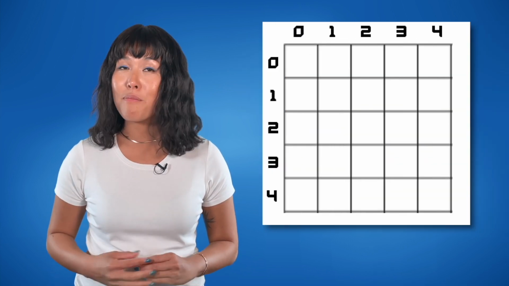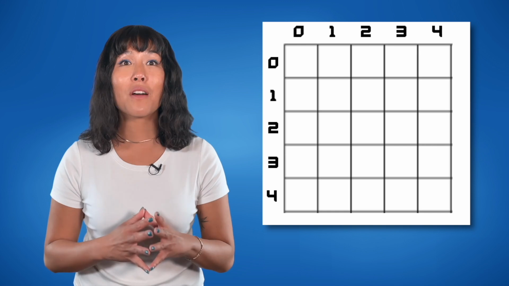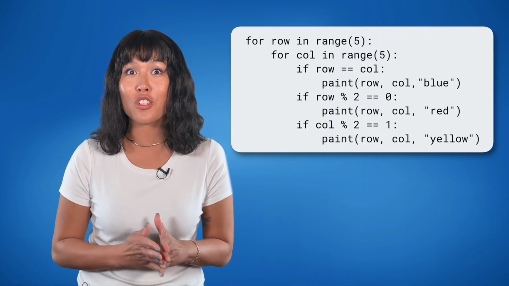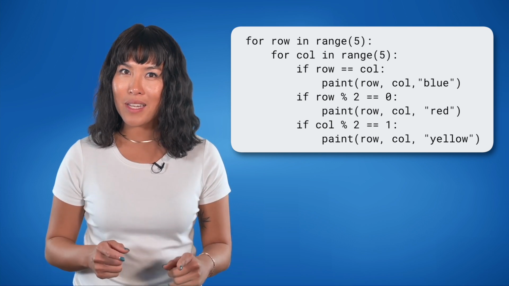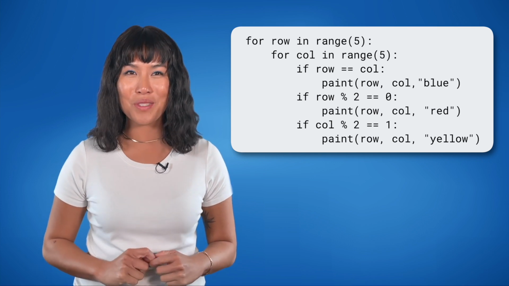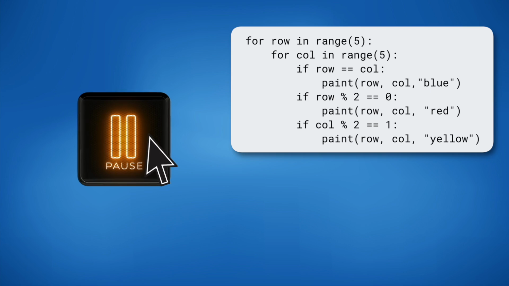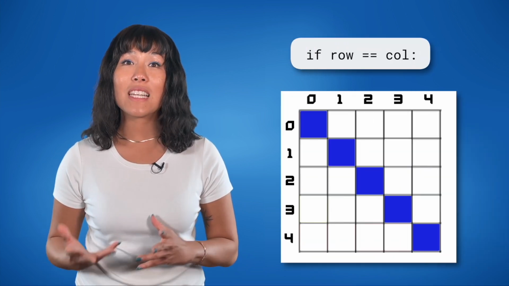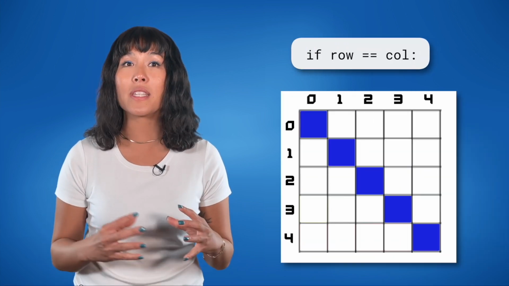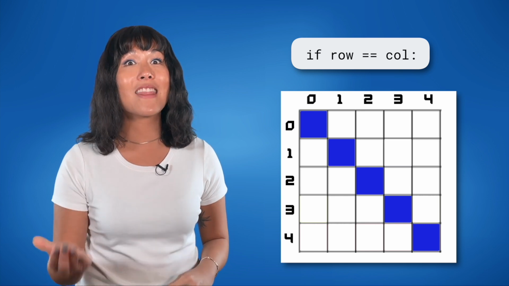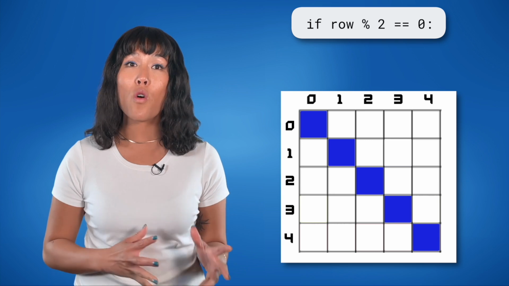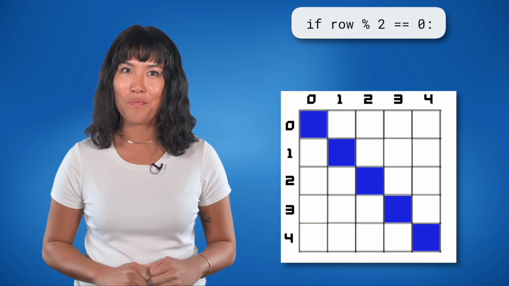This canvas is 5x5, and the code we have written for it is the following. Can you predict what the picture will look like when this code runs? Pause the video here and give it a try in your guided notes. Here is what the robot drew based on that code. Our first if statement paints blue when the row is equal to the column, giving us this result.